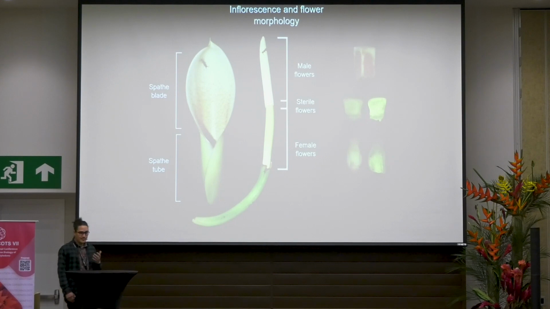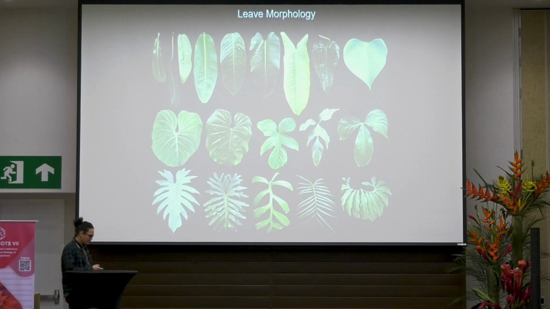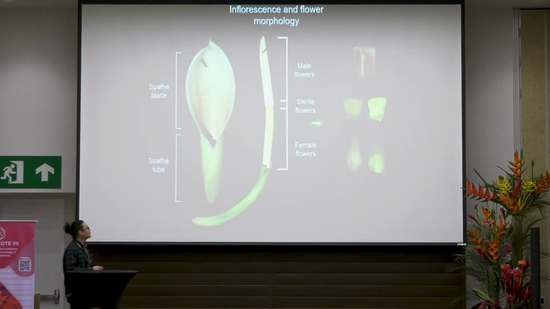About the inflorescence and flower morphology, Philodendron is one of the genera with a spadix that has unisexual flowers, which means that here in this part the female flowers are present, and this is the female flower. And then in the center is a sterile zone. These are the flowers from this region. And then from the end of the sterile region to the apex, the male flowers are present. And this is the male flower, and this is the stamen.